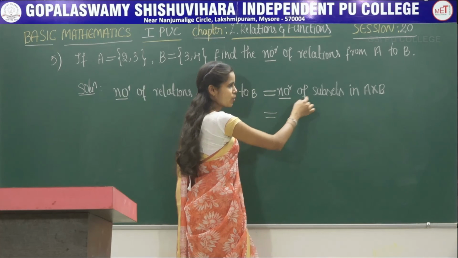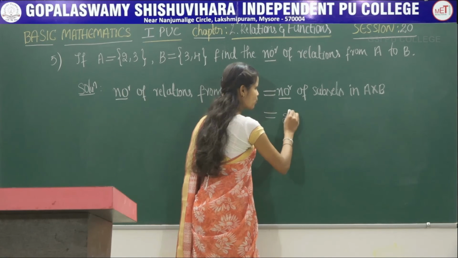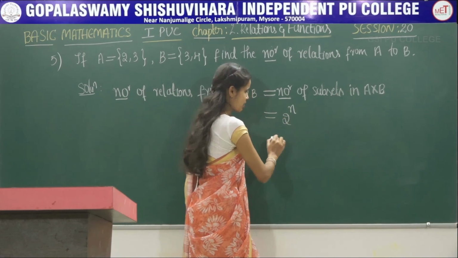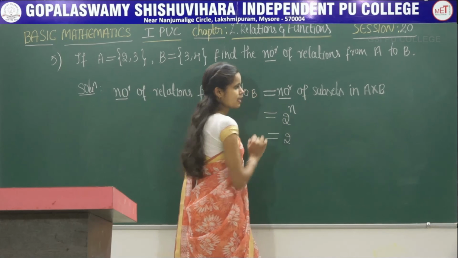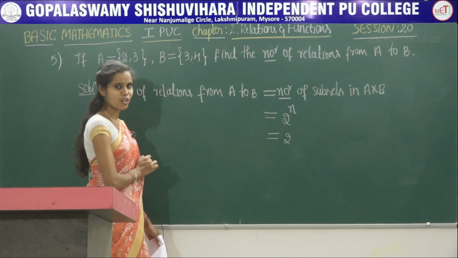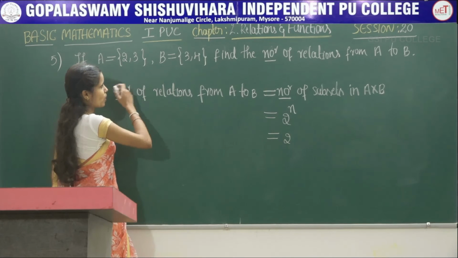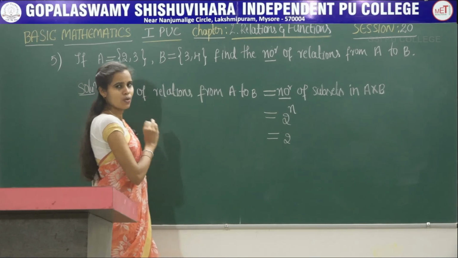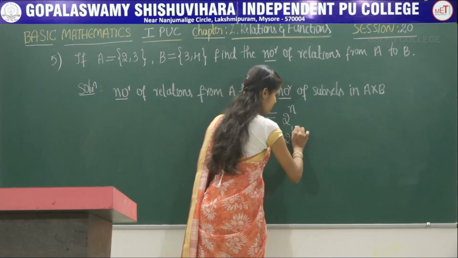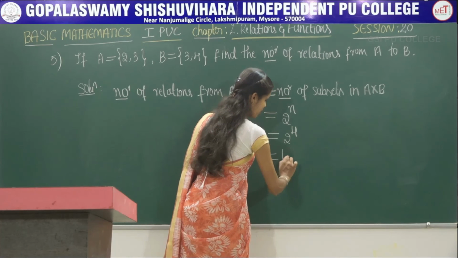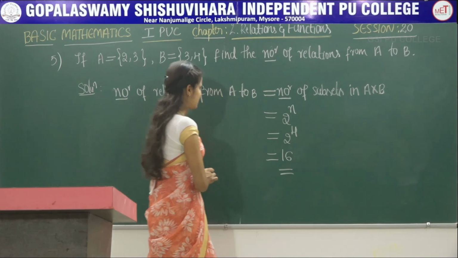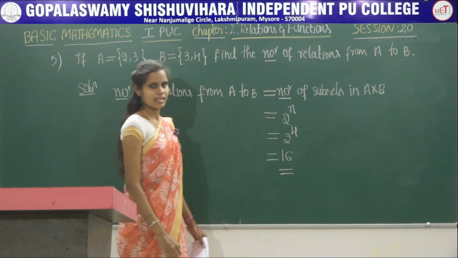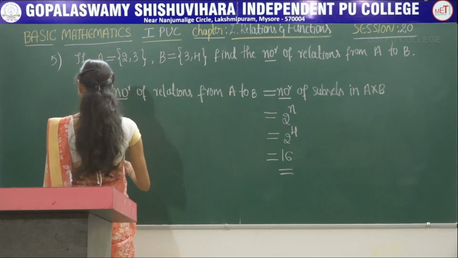We know the formula to find the number of subsets, that is 2 to the power of n, where n means the number of elements in the set A cross B. How many elements are there in A cross B, the Cartesian product of A and B? Observe, A contains 2 elements, B contains 2 elements, therefore A cross B contains 2 into 2, that is 4 elements. 2 to the power of 4 is equal to 16. Therefore the number of relations from A to B is equal to 16. Okay. Next problem, one more problem.